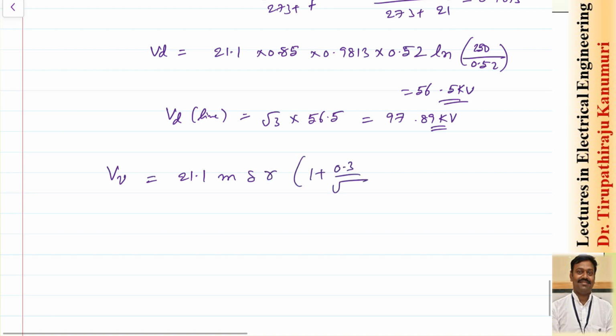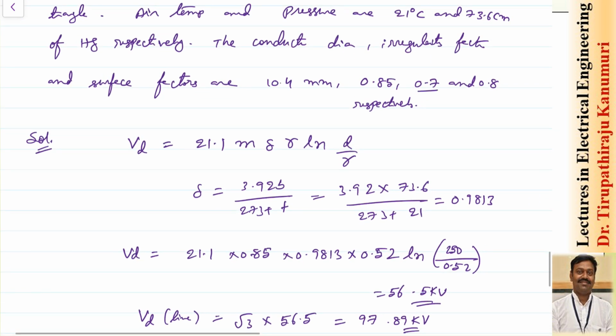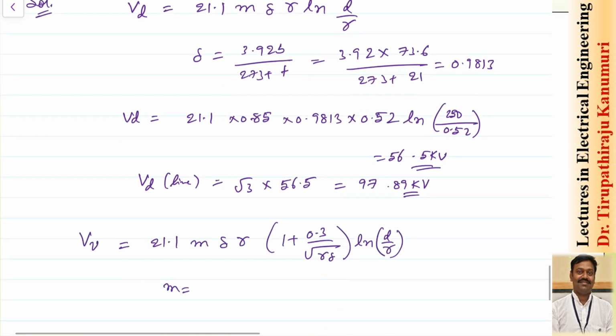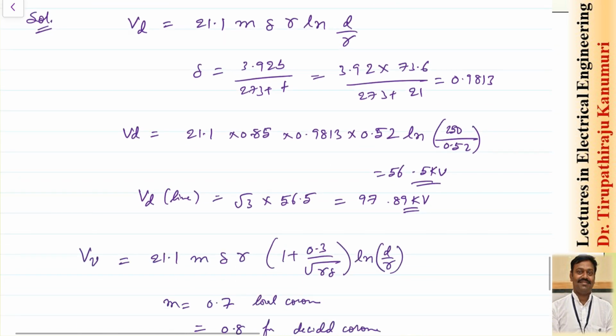So now the visual disruptive voltage will be equal to 21.1 times m delta r into 1 plus 0.3 by square root of r delta into ln of d by r. And in the numerical, two things are mentioned there. You can see here one is mentioned as 0.7, second one is mentioned as 0.8. So they have given the names as the irregularity factor and the surface factor. Actually these are represented for the case of local and general corona. So we have to take this as 0.7 for local corona, and this value will be equal to 0.8 for general corona. So 0.8 is given there, that 0.8 we have to take for the general corona.